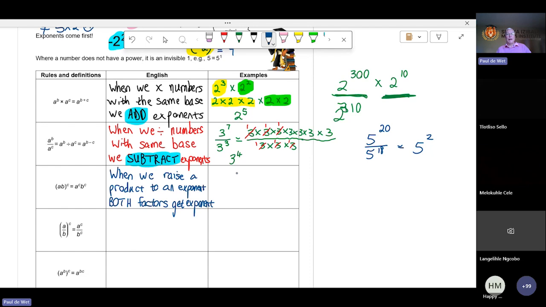Okay, so I'm going to show you something here. If we've got 2 times 5 and we want to cube that, what does it mean to cube something? It means to times it by itself twice. 3 times.